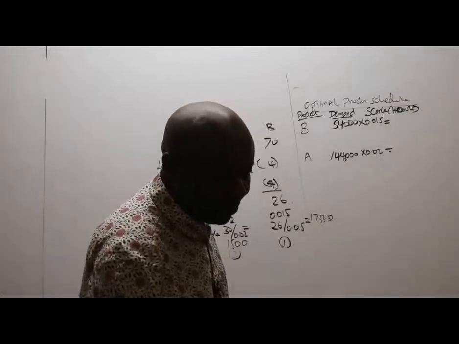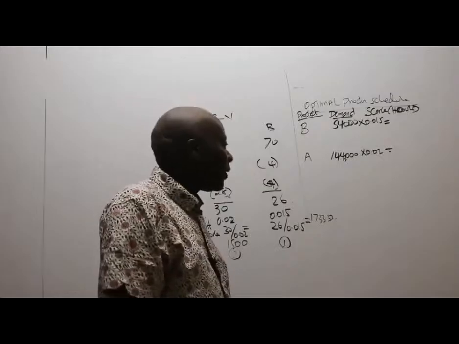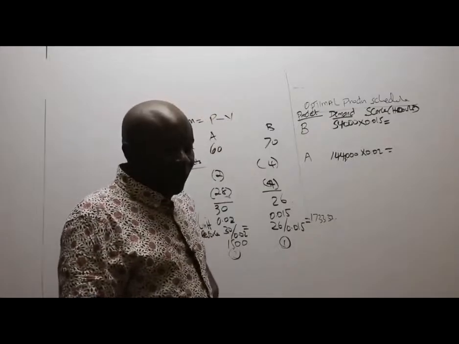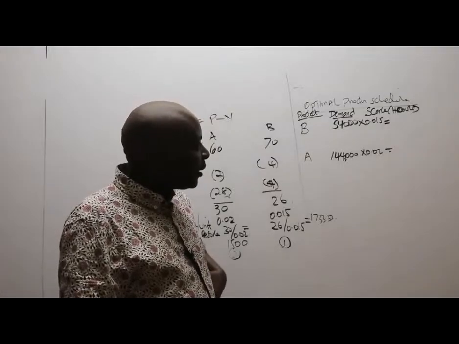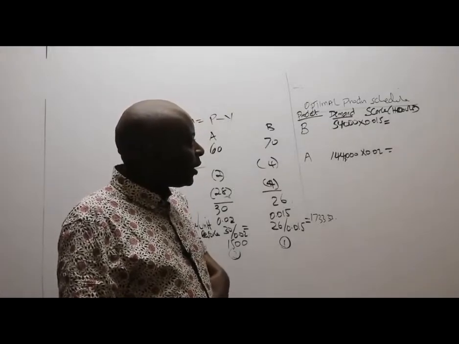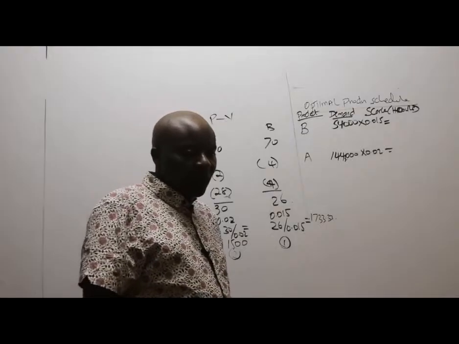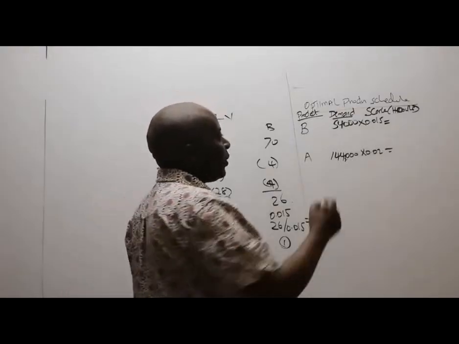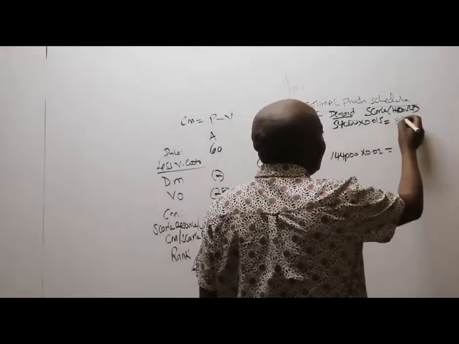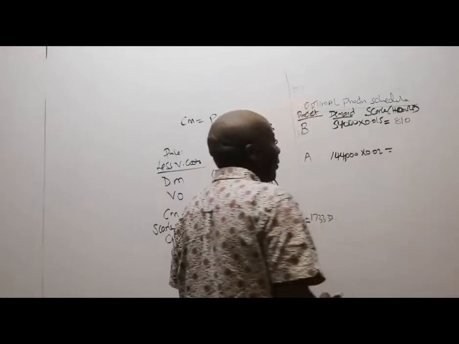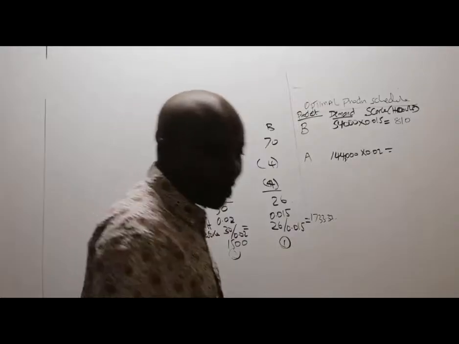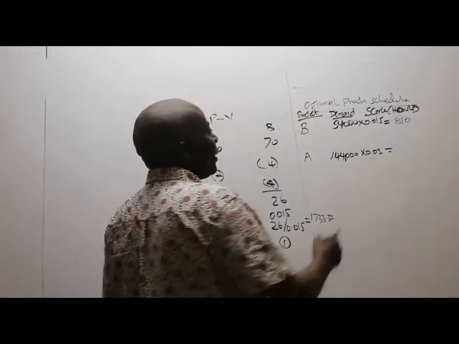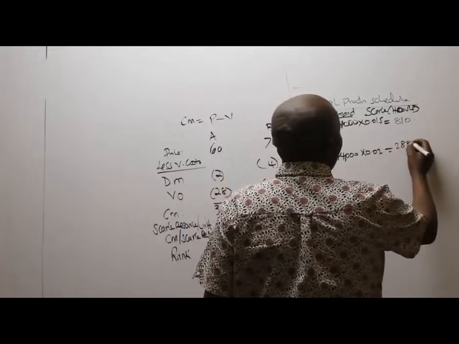Nobody has given me a figure there. 810, really? 54,000 times 0.015. So somebody is giving me a figure of 810. How about the second one? The second one, what do we have there? 2880. The second one, we have 2880.